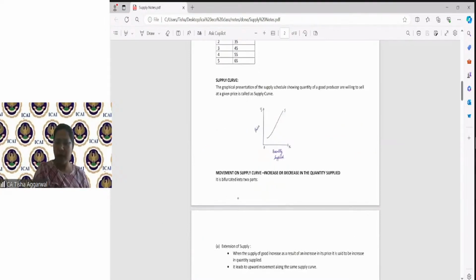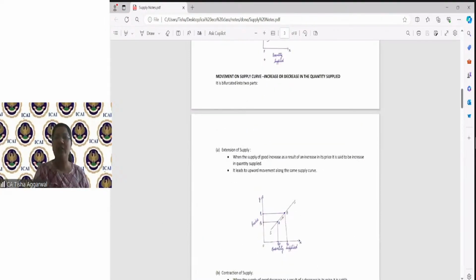Okay? Now we go further, using the movement of supply. In the movement of the supply curve, we again bifurcate it into two parts: the extension and contraction, and second, the increase and decrease. If you remember, the movement of the demand curve was also like this: due to price, and due to factors other than price. So if it is only and only due to price, if it is absolutely with regard to the price, how do we deal with it? Look at this.